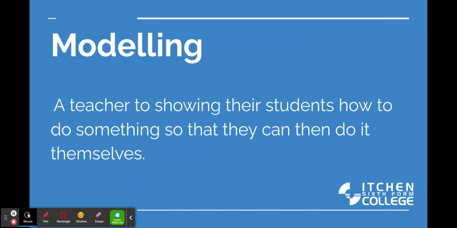So just to be clear, modelling is when a teacher shows their students how to do something so that they can ultimately then do it themselves. That's our definition of modelling.